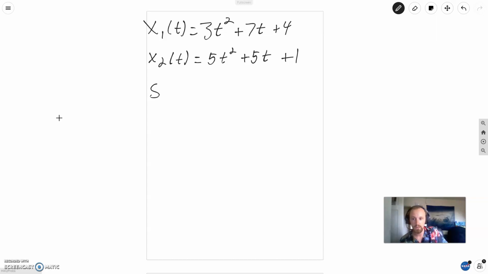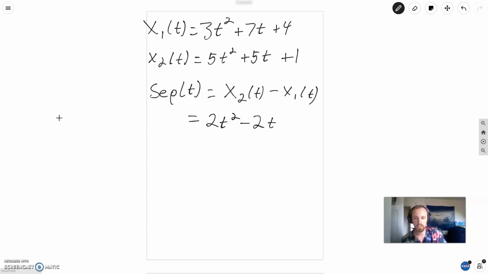So first, we might as well come up with some function that I'll call sep of t, the separation as a function of time, and we'll define it as x2 of t minus x1 of t. So now I'll have a function where I plug in a time and I can see how far apart these two particles were at that time. So it's going to equal, let's see, 2t squared minus 2t minus 3. Is that right? Yes. Okay.